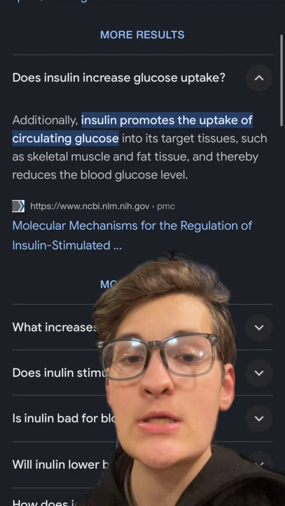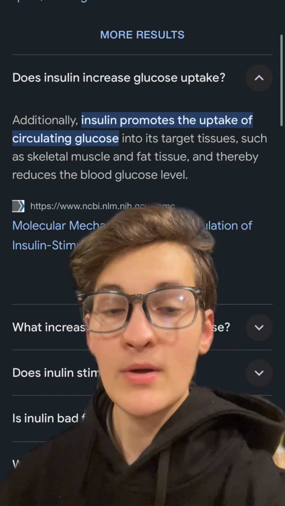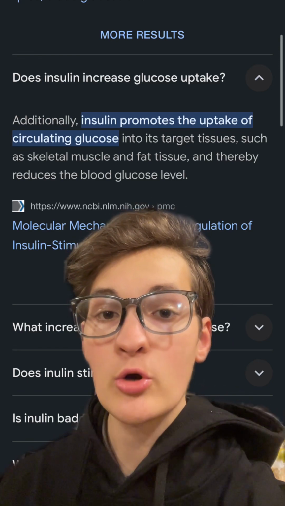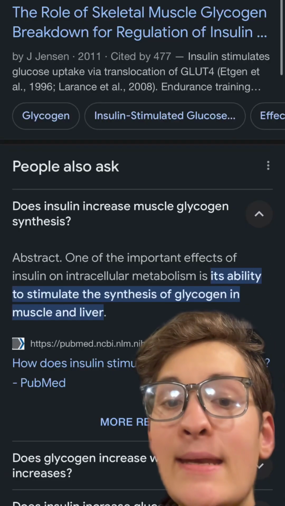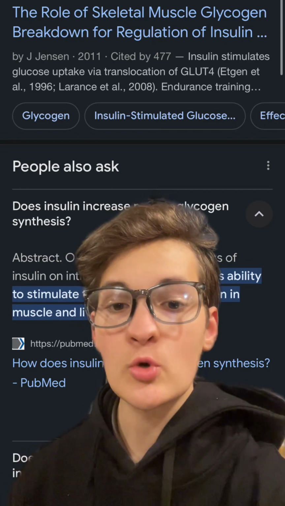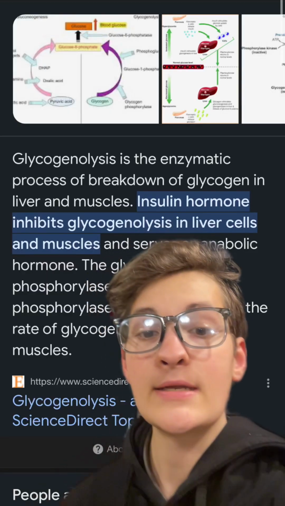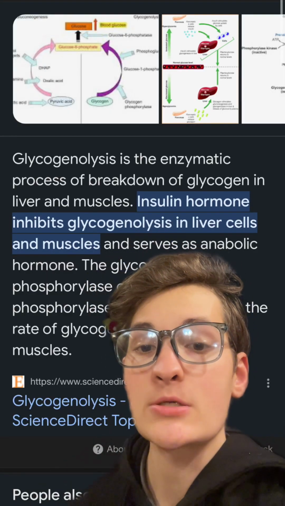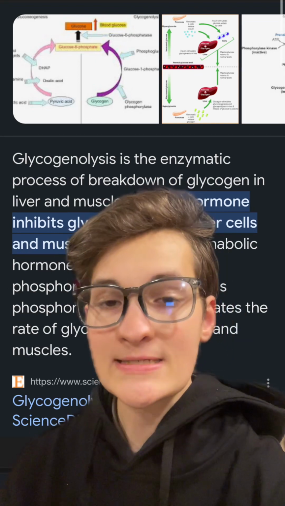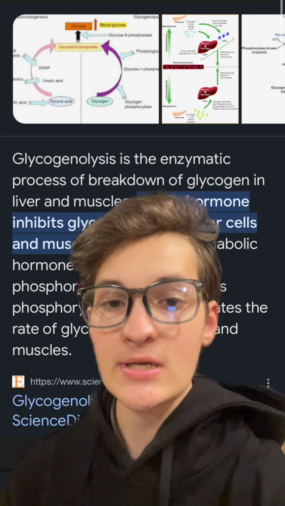Insulin also increases the uptake of circulating glucose by virtually every organ, including the liver, the muscles, the fat tissue, the heart, the kidneys, the brain, and it increases the synthesis of glycogen, which is the way that glucose is stored within the muscles and the liver. In addition, it inhibits glycogenolysis, which is the breakdown of stored glycogen, because you wouldn't want to be synthesizing it and breaking it down at the same time.